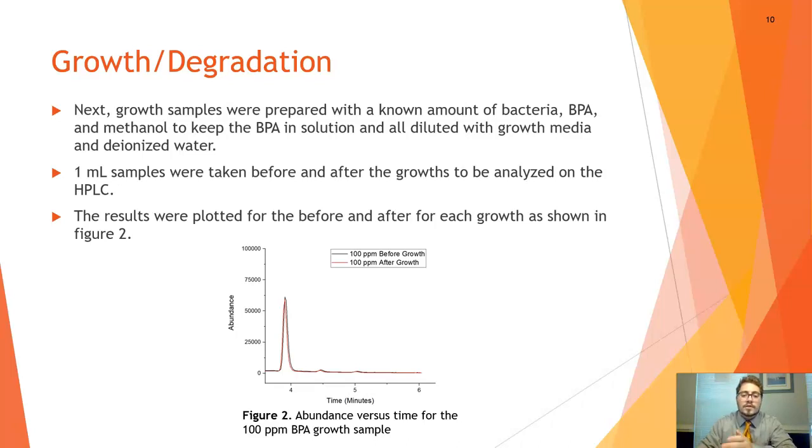Then after the growth samples were prepared and grown, 1 mL samples of each growth were taken before and after so we could analyze them on the HPLC. And then we plotted the results as figure 2 below as abundance versus time for the 100 ppm BPA growth sample. As you can tell, the black line is the before growth and the red line is the after growth. There's not too much difference there, but there is some difference in abundance of BPA.